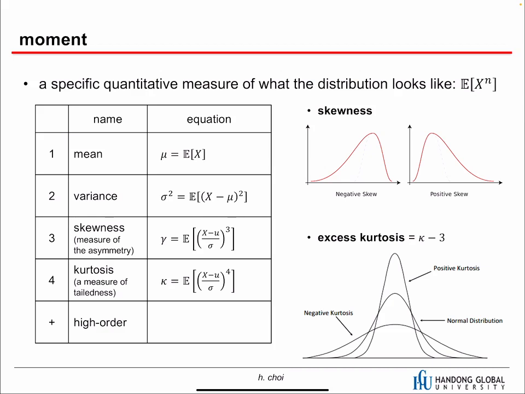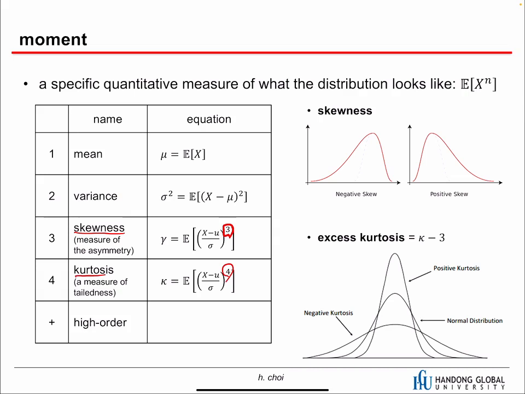So far, we have talked about the expectation and the variance. In the expectation, we don't have a square. In the variance, we have a square. So these are the first order statistics and second order statistics. And we can extend these statistics to higher orders. So we can think of skewness, which is the third order statistic, where we have the power of 3. And kurtosis, where we have the power of 4.